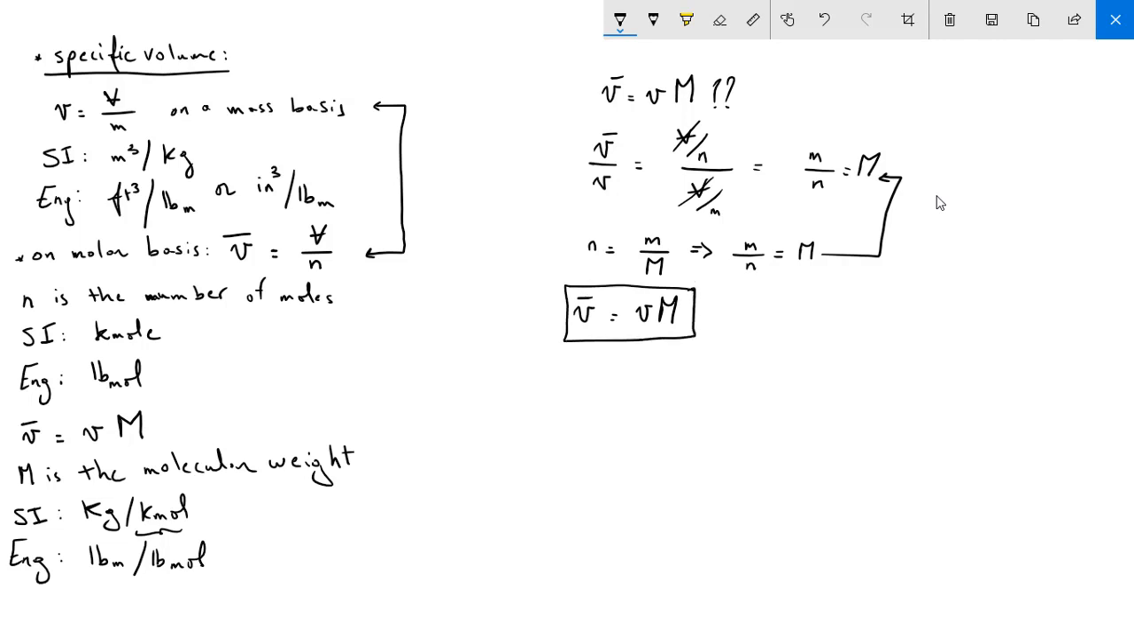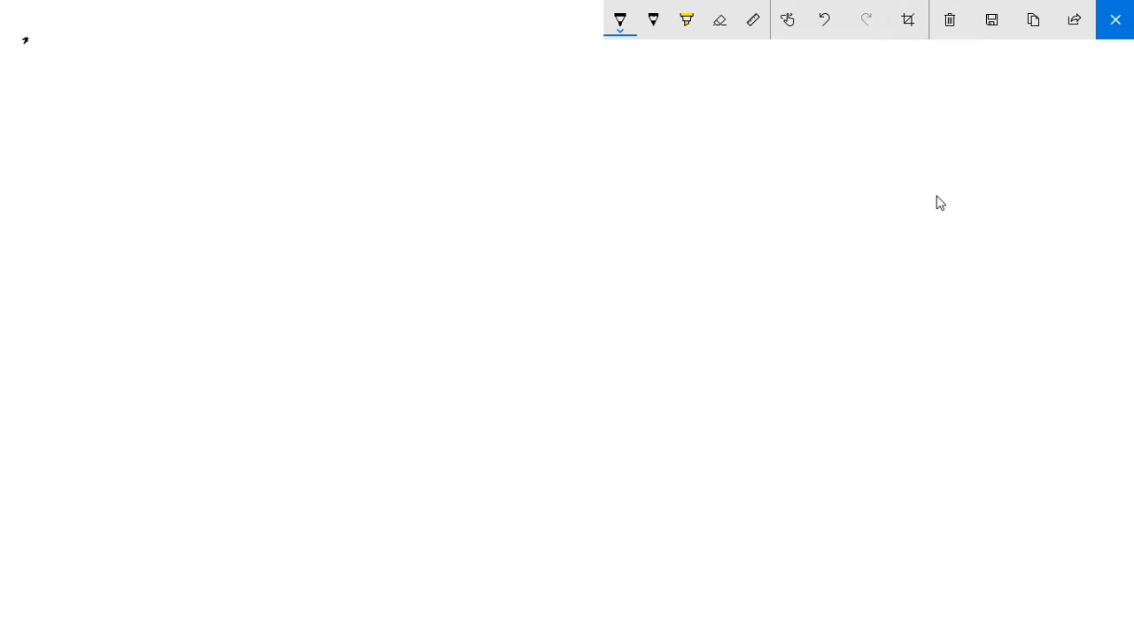So that's it for the specific volume. Now we will talk about the pressure property. We all know that pressure is the force per unit area. So P will be in Newton per meter square. So this Newton per meter square is equivalent to 1 Pascal.